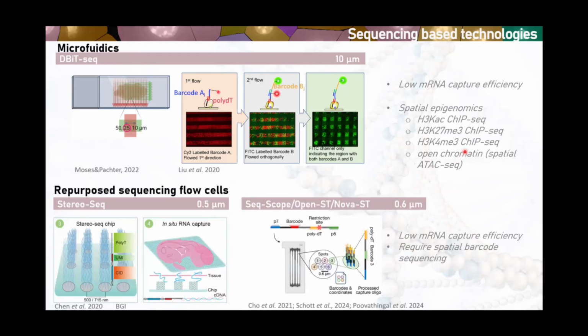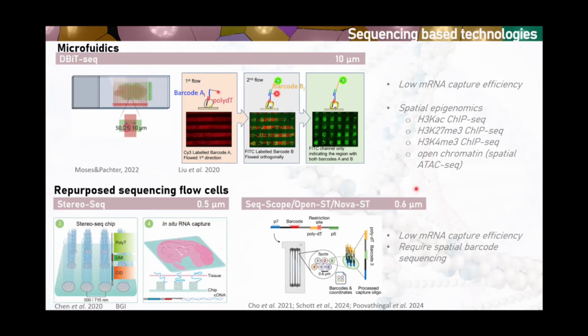And last, the last method to barcode surfaces is to repurpose sequencing flow cells. So that means we have a flow cell from, for example, Illumina. And what we do is to sequence a library of barcodes. And with this, we can barcode the flow cell. The drawback is that you have to, of course, sequence this flow cell to get the barcode and the positions. And then you have to cut it and put the tissue on top, and then make your library again and sequence again. So it's a bit laborious, but on the other side, it's cheaper. And you get a very good resolution. Of course, you will not get 0.6 micrometers.